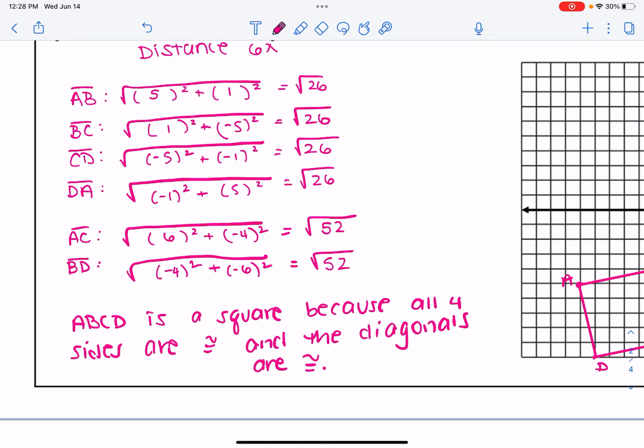Okay, while there are different ways to complete this coordinate proof, this is just the way that I prefer to do it, using the distance formula repeatedly to prove things are congruent to one another. Hopefully this lesson helped you understand a little bit more about the properties of squares and how squares really just inherit the traits of the other quadrilaterals, as mentioned before.